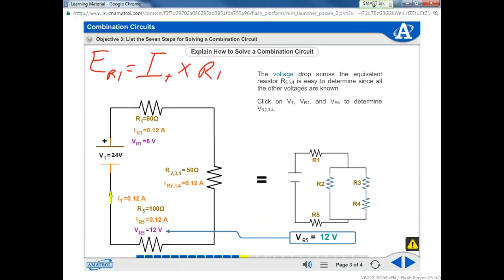So click on VT, VR1, and VR5. Go here with the mouse. Click on VT.